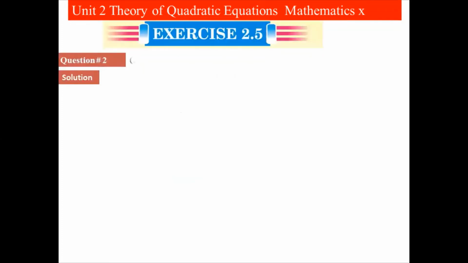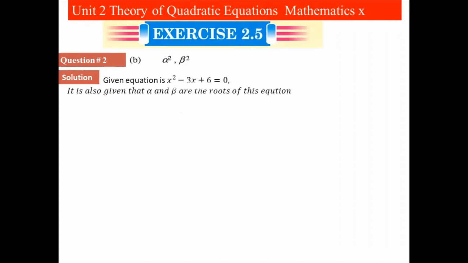So question number 2, part B, we have to find a quadratic equation whose roots are alpha square and beta square. Given quadratic equation is x square minus 3x plus 6 is equal to 0. It is also given that alpha beta are the roots of this equation. Here from this equation, we can take a is equal to 1, b is equal to minus 3 and c is equal to 6.